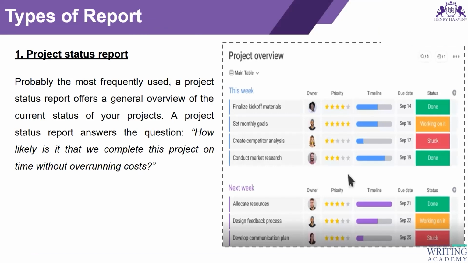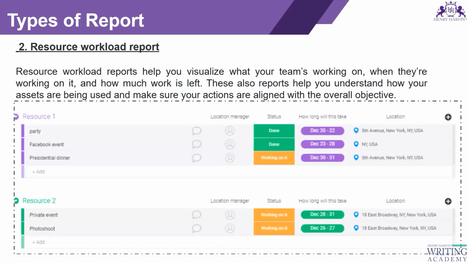These are the kinds of reports that are created about a project. First, a status report. What is the status of the project? Probably the most frequently used project report, it offers a general overview of the current status of the project, where the project is standing. A status report always answers the question: how likely is it that we will be completing this project within the time frame?